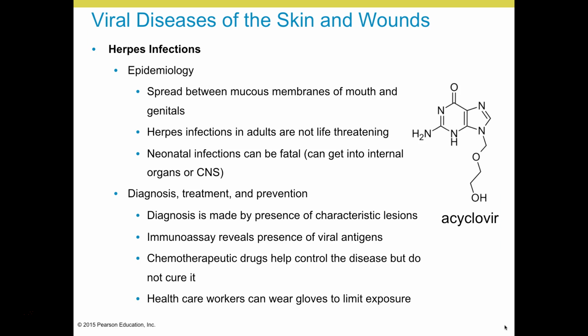How does it spread? Well, it spreads through the mucous membranes of the mouth and genitals. They're not life-threatening, but it could be very different for neonates. The virus can get into the internal organs or central nervous system of neonates, and that could be very fatal. Diagnosis is made by the presence of the lesions. Once you see it, you know if you have herpes 1 or herpes 2. There is an immunoassay that reveals the amount of herpes type that the patient may have. There are drugs that help control the disease, but it doesn't mean there is a cure for it. And that is the drug right there, acyclovir.